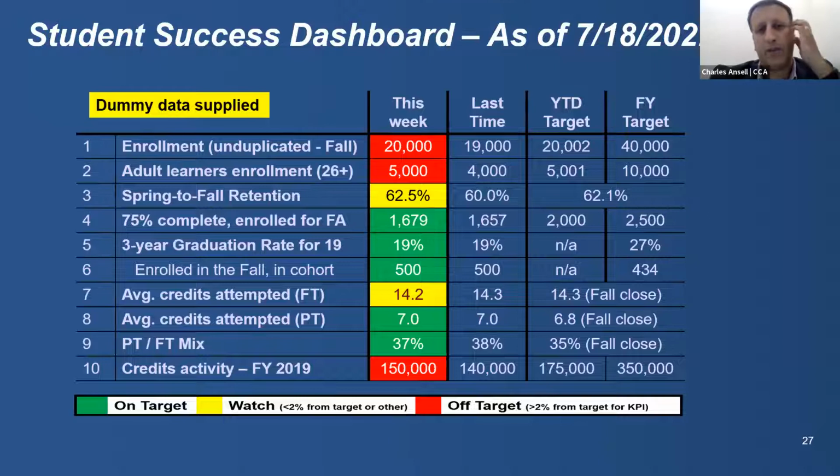So I gave an example. This is dummy data that's supplied from an actual dashboard that's shared weekly during a fall registration cycle. That also looks at the graduation rate cohort, and just looks at where it's at this week versus last time. This is just an example of how you can manually build the type of dashboard you want in PowerPoint.